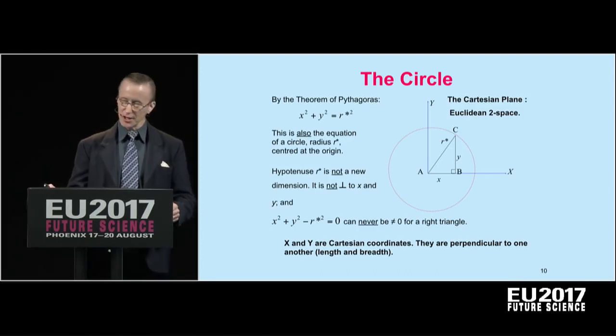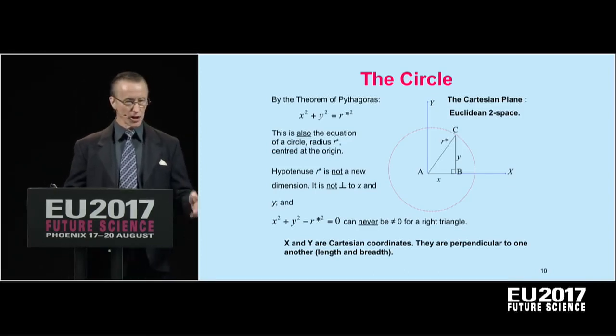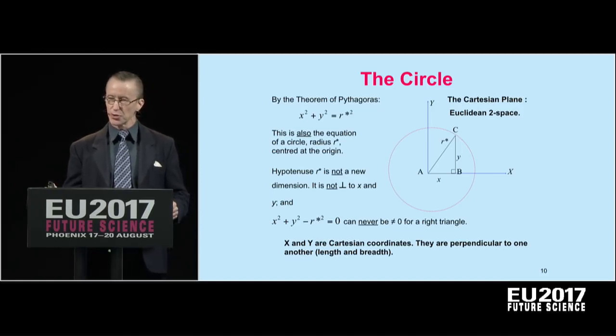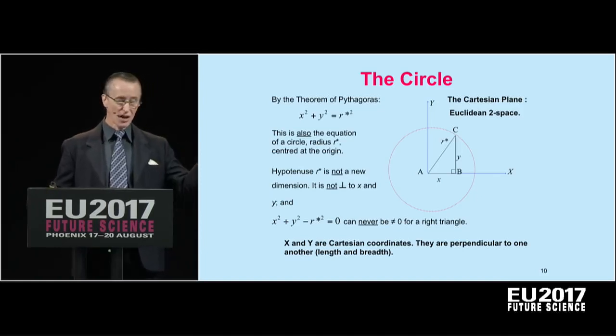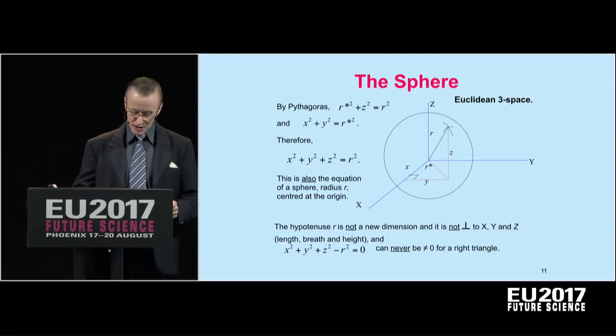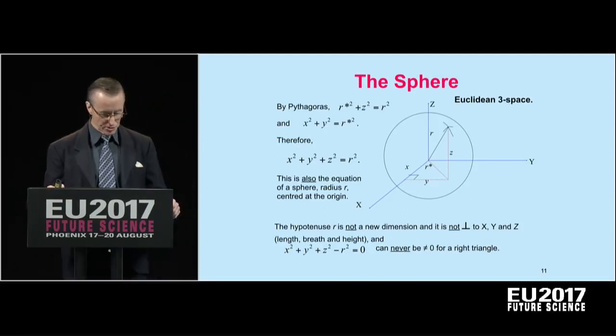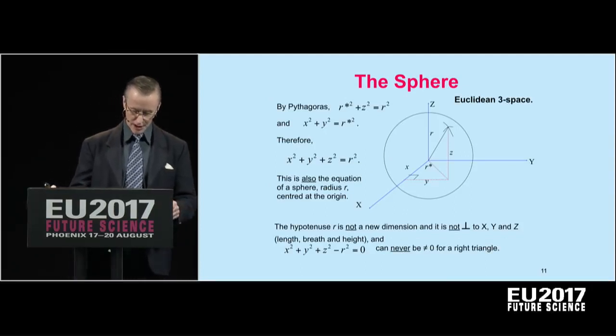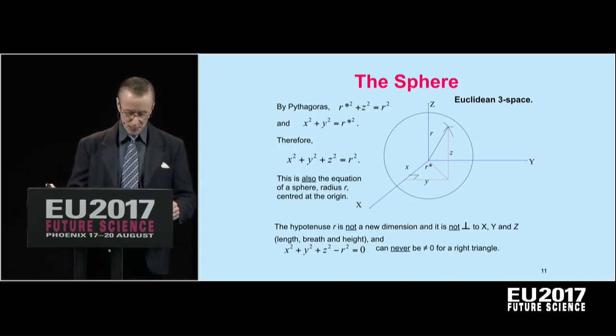So x and y stay perpendicular to one another, and even in this last equation, x squared plus y squared minus r star squared equals 0, the r star is not perpendicular to x and y. Now let's go from the two-dimensional to the three-dimensional. This is a sphere. Again, our right triangle is present. Notice that in this case, by the theorem of Pythagoras, if you look in the xy plane there, x squared plus y squared equals r star squared. That's the same triangle we've been talking about.